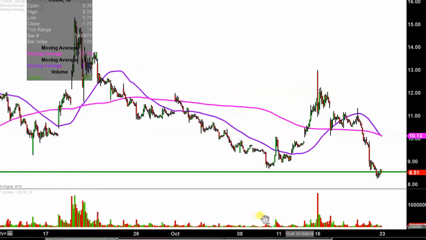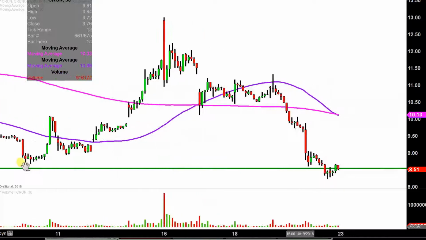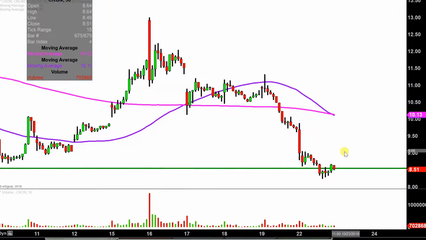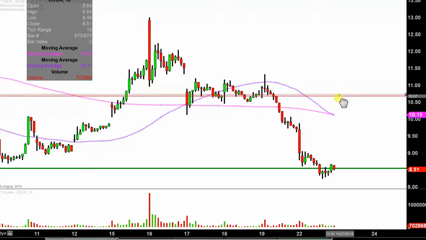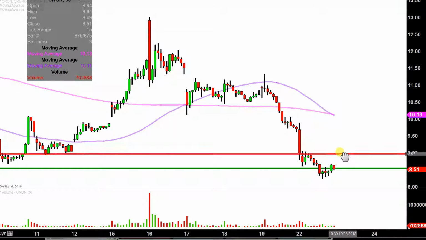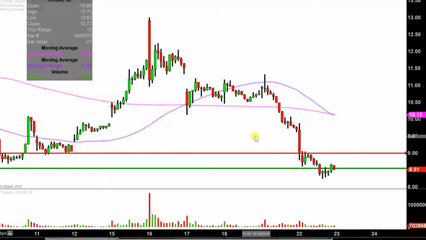Now we'll zoom back in here and talk about areas of resistance. So in the event there is any sort of bounces to the upside, where are some of these key battlegrounds at? As far as where the sellers could potentially be, initial level right here at the $9 mark.